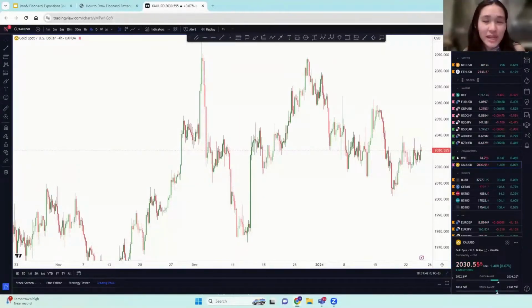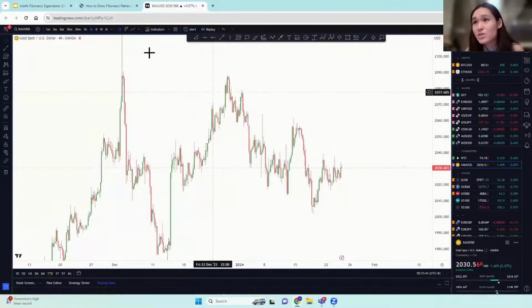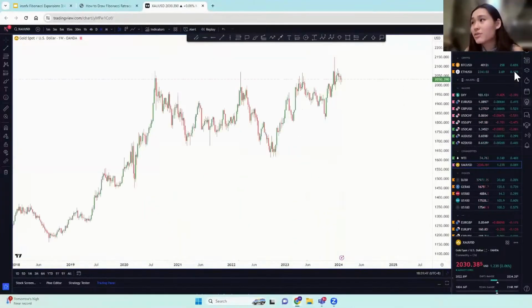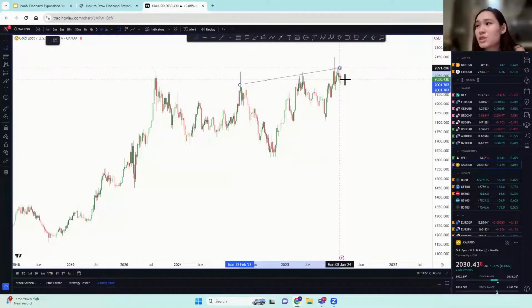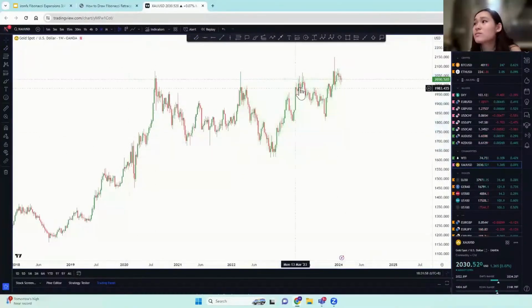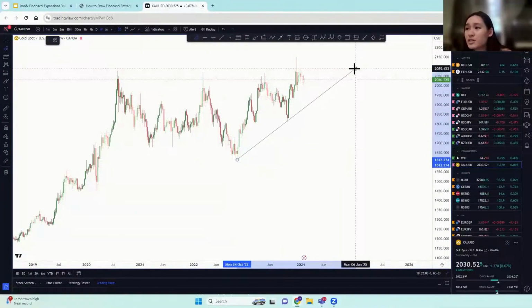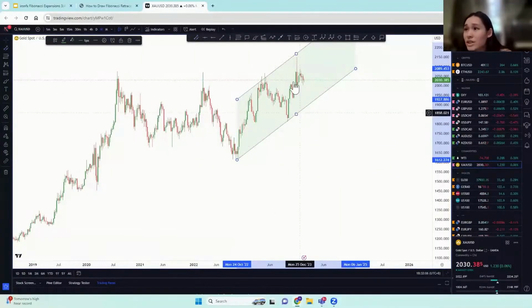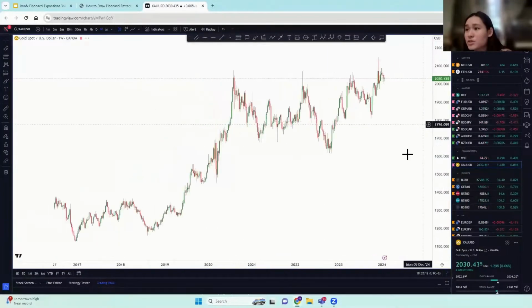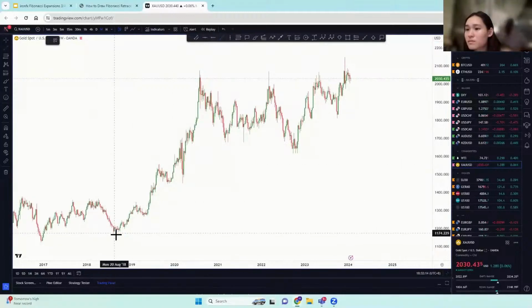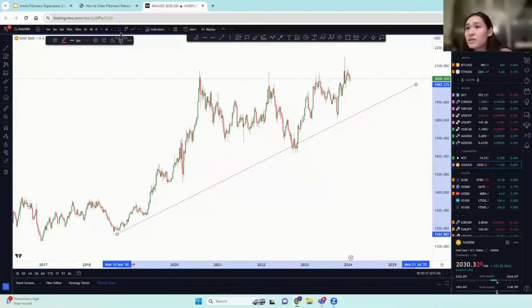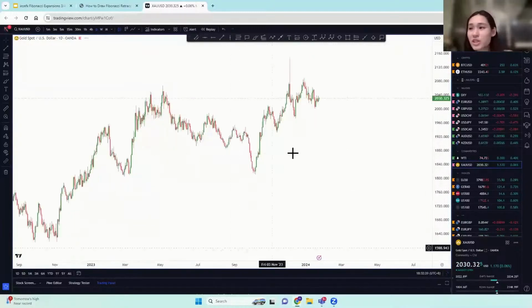Let's go ahead and get started with gold first. So let's look at our weekly time frame first, just to get an idea of where prices are headed towards. So we can see that gold is pretty bullish. Let's see if we have a channel. Okay, not really. But we can see that prices are headed upwards, even though there are no trend lines or trend channels.